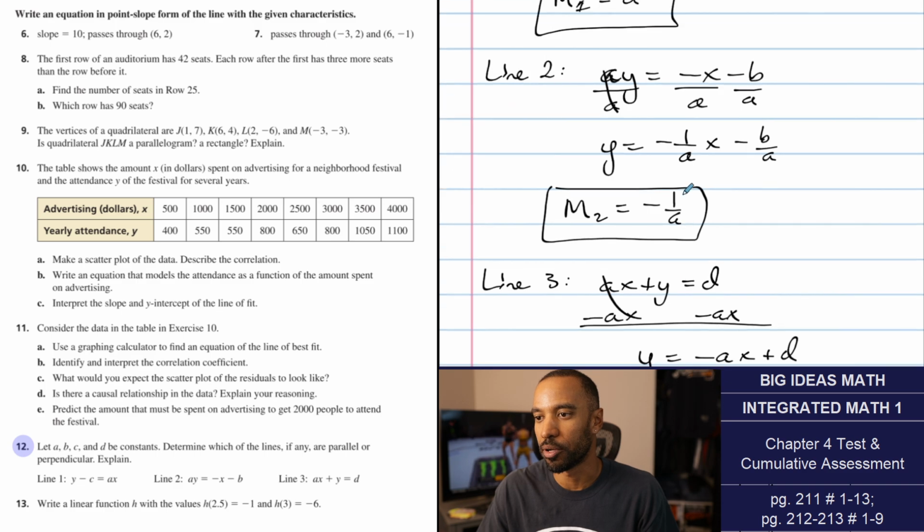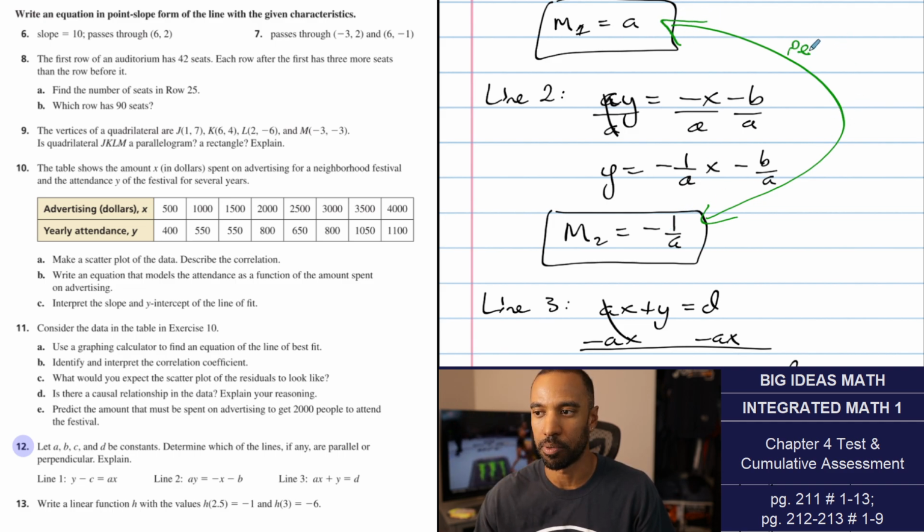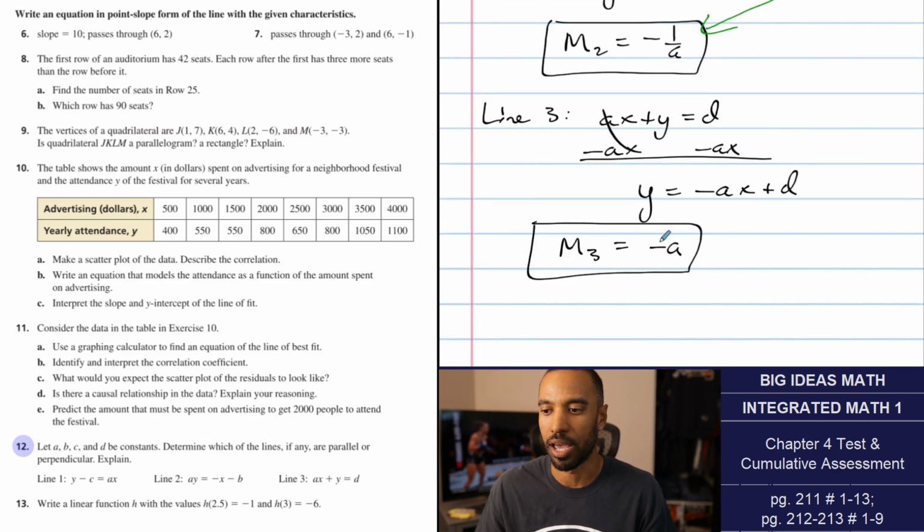We do have an opposite reciprocal, however, in lines 1 and 2. This is a, or a over 1, positive a over 1, and this is negative 1 over a. Those are opposite reciprocals. They are perpendicular to each other. My explanation is what I just said out loud. They're opposite reciprocals of each other. They're perpendicular. Line 3 has no parallel or perpendicular with the other lines.